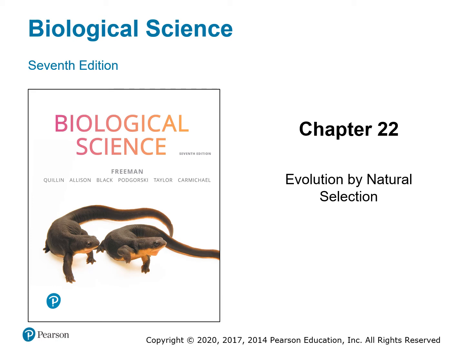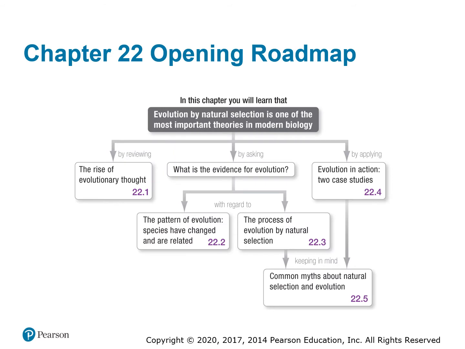Hello everyone, this is chapter 22 on evolution by natural selection. In this chapter we're going to talk about the rise of evolutionary thought, so how people used to view evolution, what some of the evidence for evolution is, we're going to look at some case studies, and then the patterns and the processes involved.